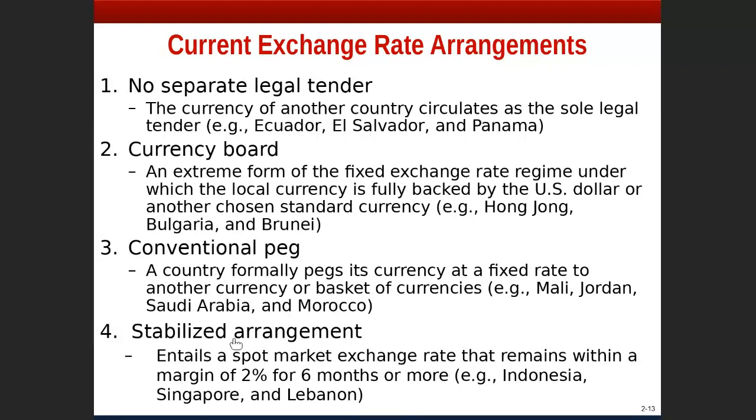Then we have the stabilized arrangement. Here, the stabilized arrangement entails a spot market exchange rate that remains within a margin of 2% for 6 months or more. That's the regime in place in Indonesia, Singapore, and Lebanon.